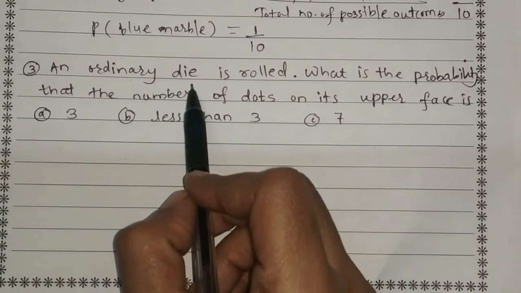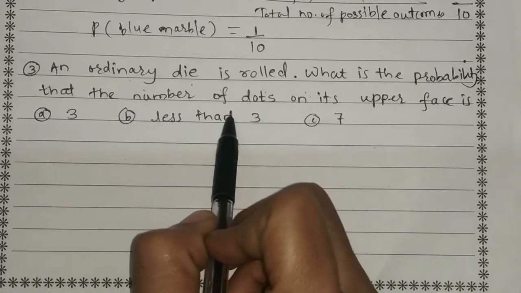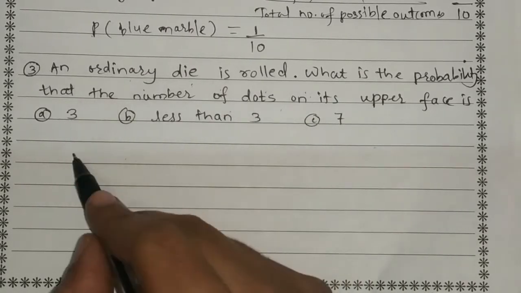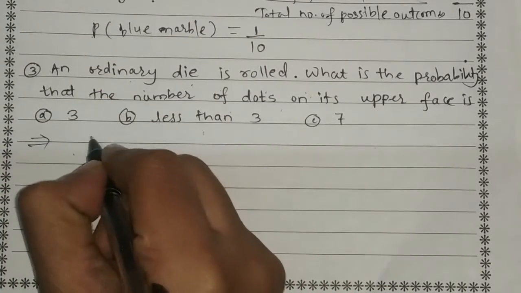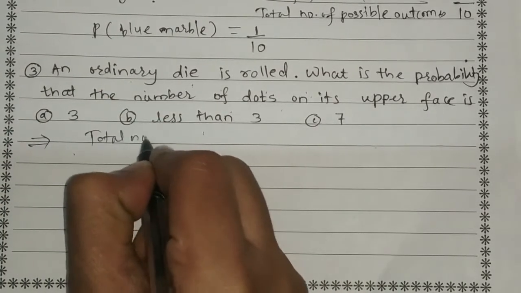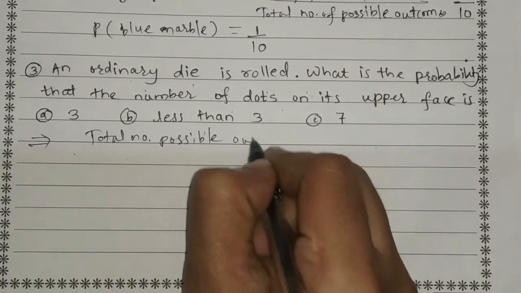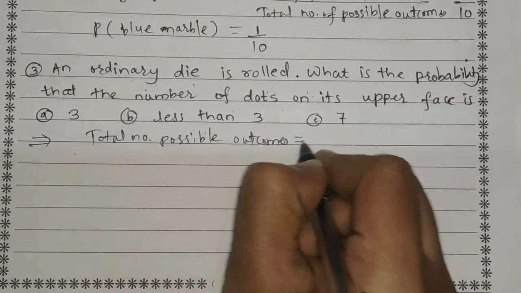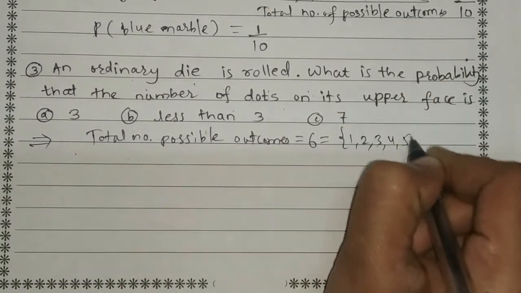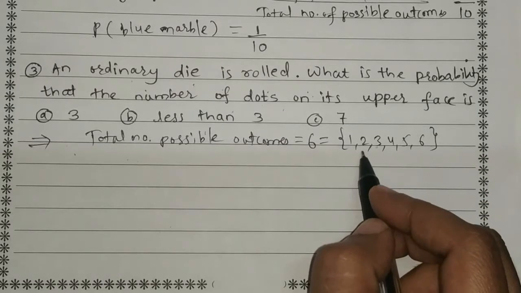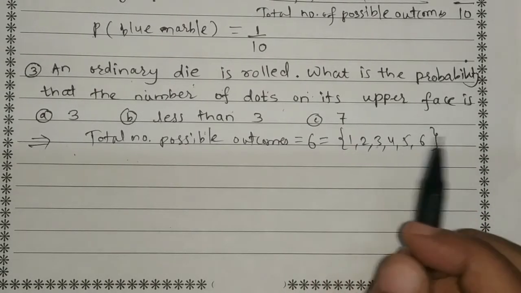The next question is, an ordinary die is rolled. What is the probability that the number of dots on its upper face is 3, less than 3 and 7? So we know that the total number of possible outcomes on an ordinary die is 6. That is 1, 2, 3, 4, 5, 6. It means when you throw a die, you're going to get these faces on its upper face.